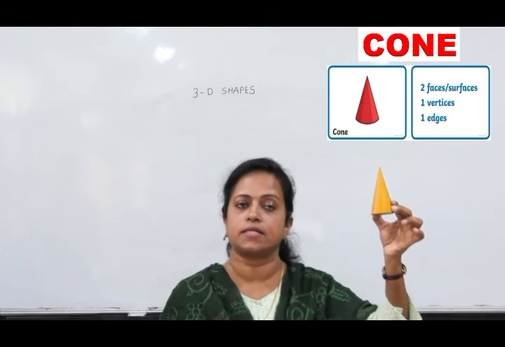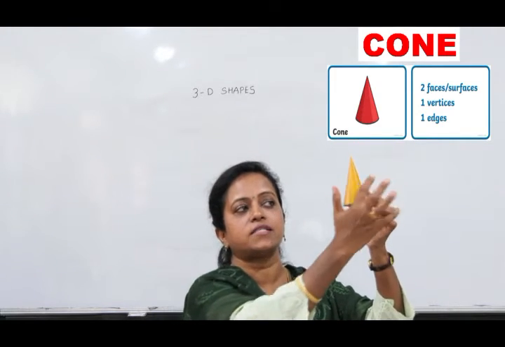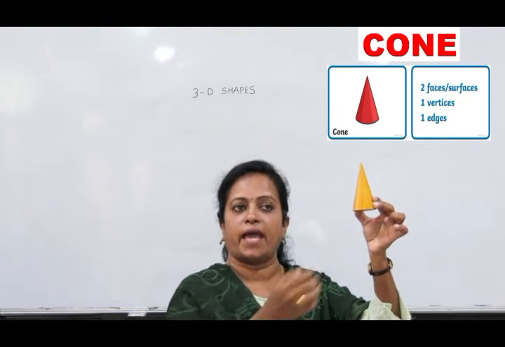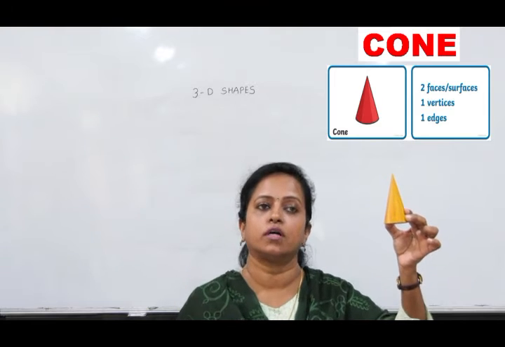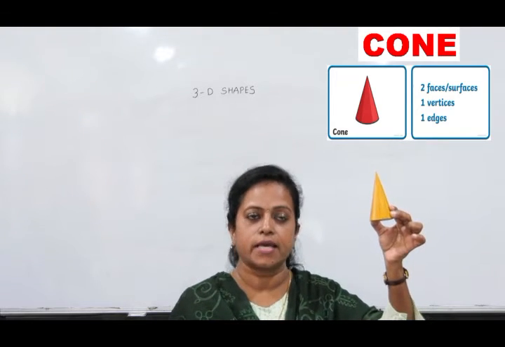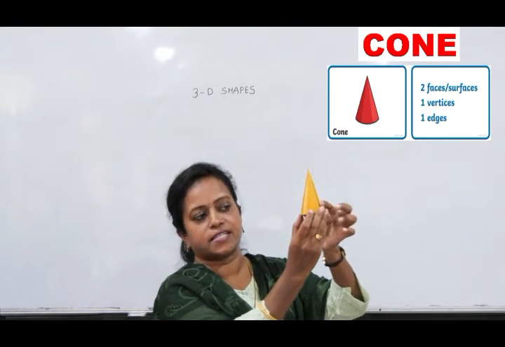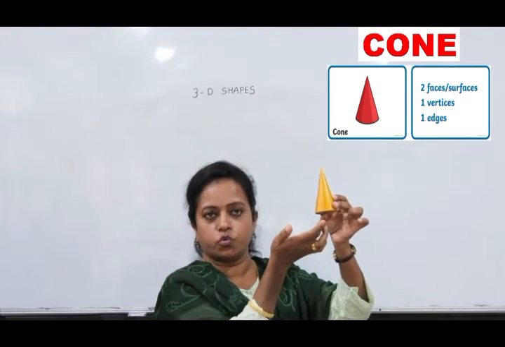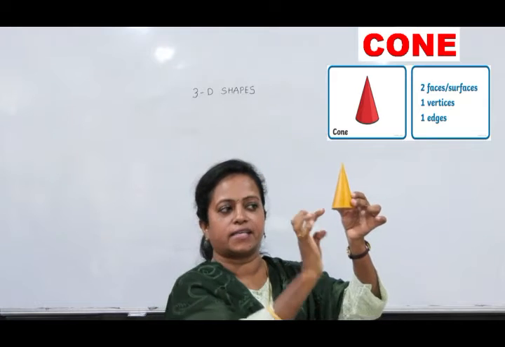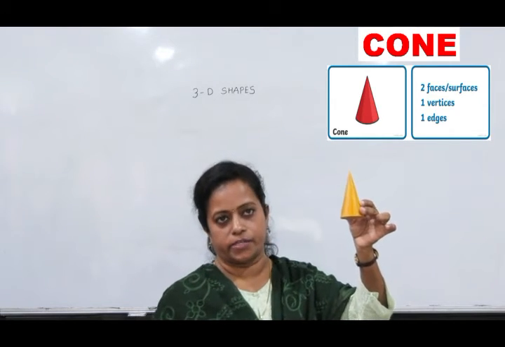So, how many faces will a cone have? A cone has 2 faces. You can see that there is only one corner, so a cone will have one vertex. And what about the edge? It has a curved edge. So in a cone you will have 2 faces, one vertex and one edge.